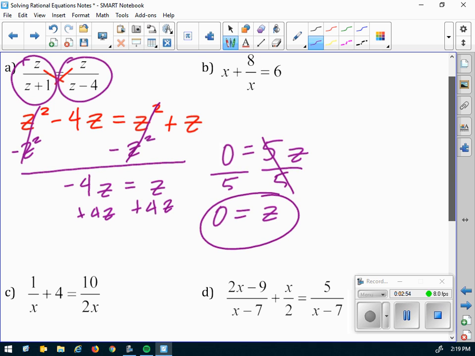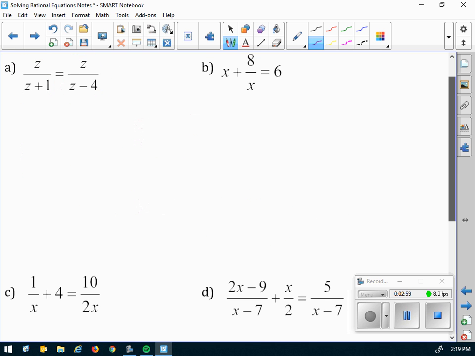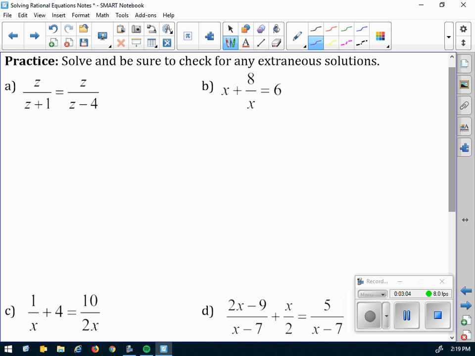Number 2, or B. What do you say about B? Yeah, can I cross multiply? No, because I have 2 fractions on the left side of the equal sign. Yeah, that's my common denominator, x.